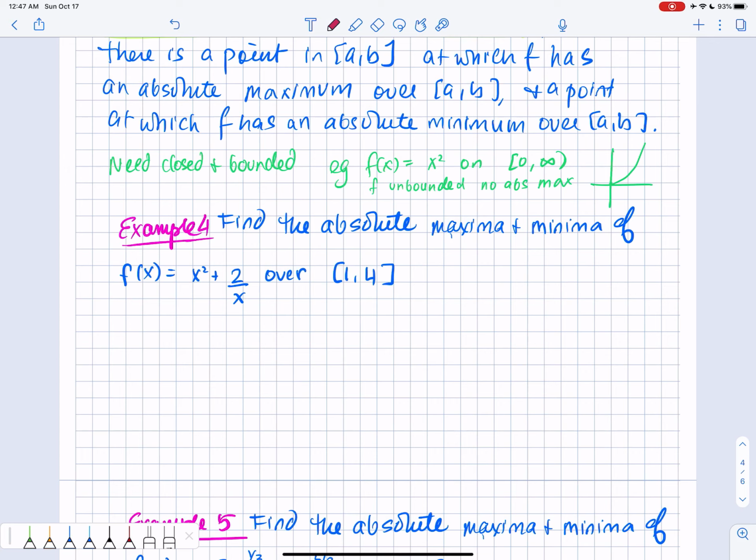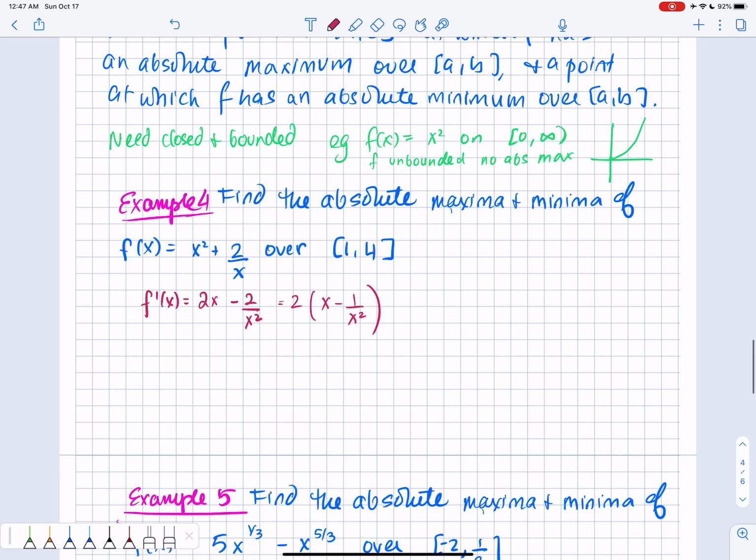So how do we do this? First, find all the critical points. So let's find the critical points by differentiating. And that's what you get. Let's simplify it. What are the critical points? Either where f prime is undefined or where f prime is 0. Well, f prime's only undefined at x equals 0, but x equals 0 is not even in the domain.